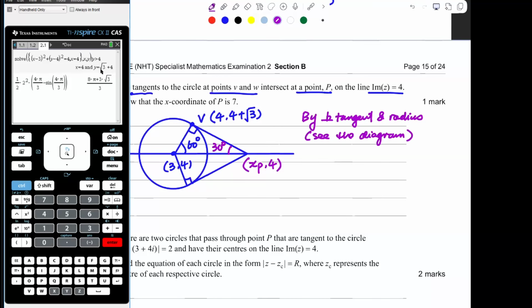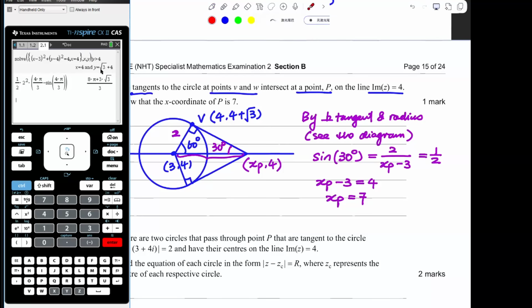We can use right angle trigonometry. Say, this is a radius of 2, isn't it? And then this distance here is xp minus 3. We could have sine 30 degrees equals 2 divided by xp take away 3, the horizontal distance, the difference between the two x coordinates. So xp minus 3 is going to be 4 because sine 30 degrees is half. And then you will get xp equals 7, right?